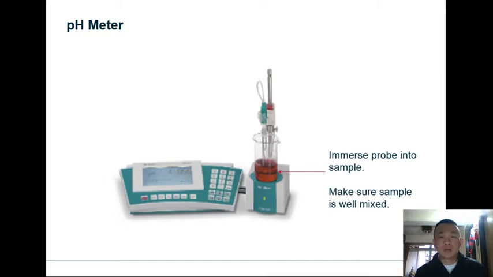Now the main drawback is you have to do more stuff. You have to calibrate the pH meter each time. Normally you should calibrate at least once per day, so that can be a bit annoying. And also it's slightly pricier, because having a pH meter is obviously more expensive than having a pH paper.